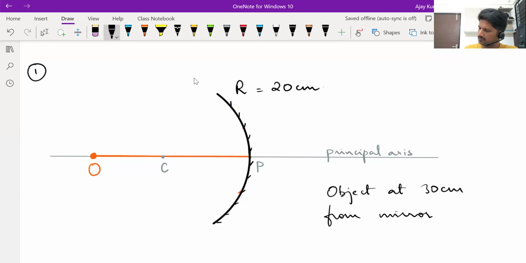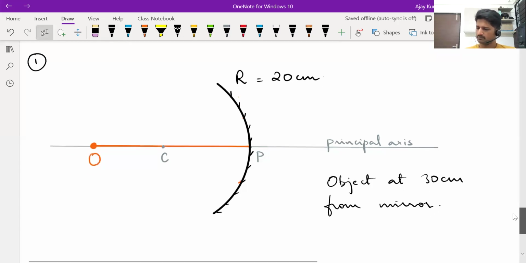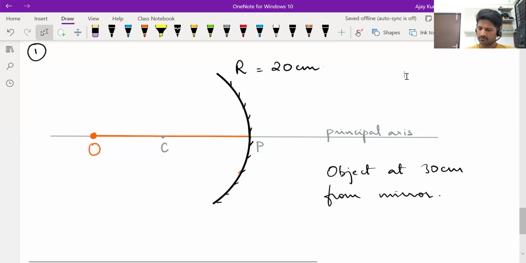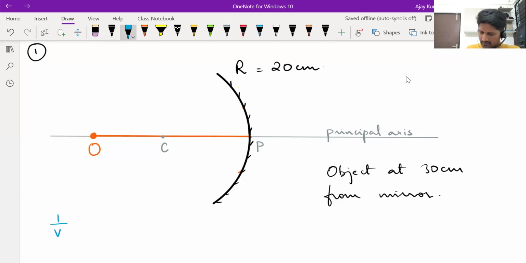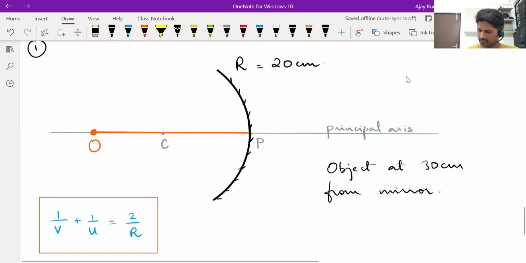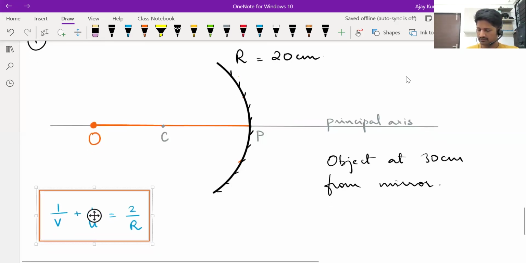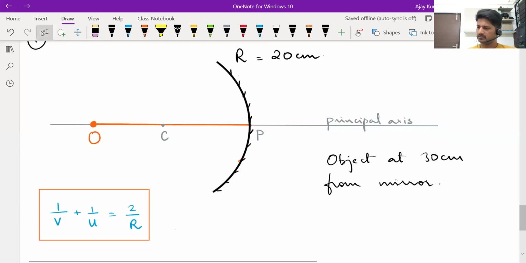Find out where the image forms. Okay. What is the mirror formula? 1 by v plus 1 by u is equal to 2 divided by R. Radius is given to you, object distance is given to you. Just substitute it carefully along with sign convention. You will get the image distance.